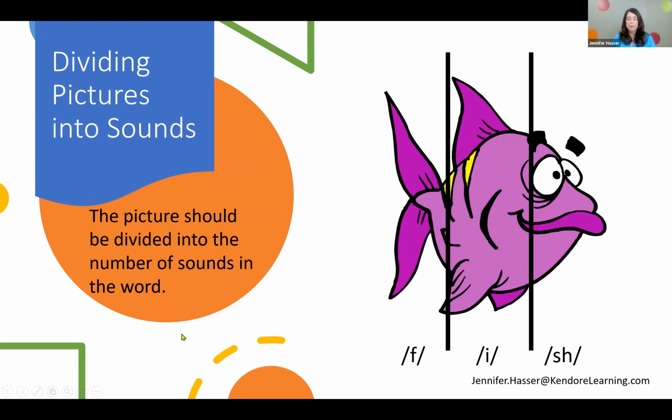So this is also my favorite joke. What's a fish with no eyes?